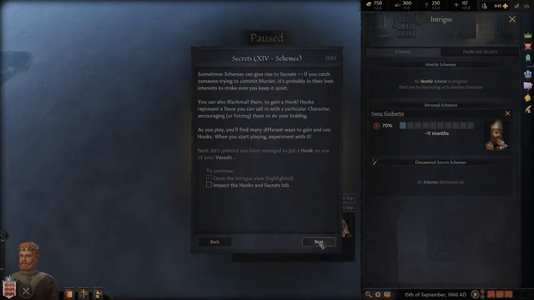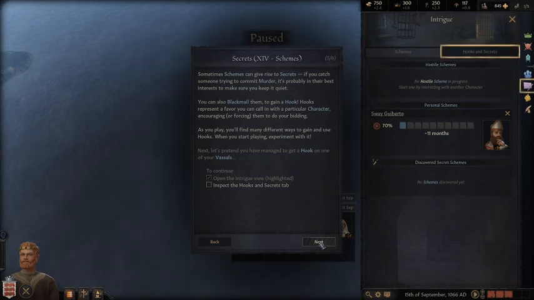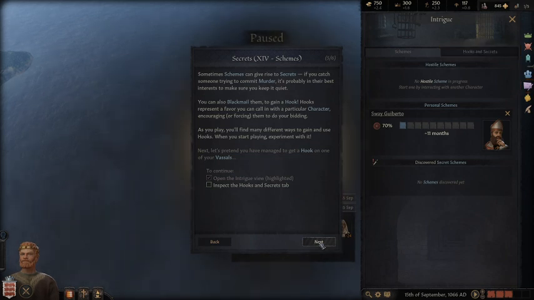Sometimes schemes can give rise to secrets. If you catch someone trying to commit murder, it's probably in their best interest to make sure you keep it quiet. You can also blackmail them to gain a hook. Hooks represent a favor you can call in from a particular character, encouraging or forcing them to heed your bidding. As you play, you'll find many different ways to gain and use hooks. When you start playing, experiment with it.